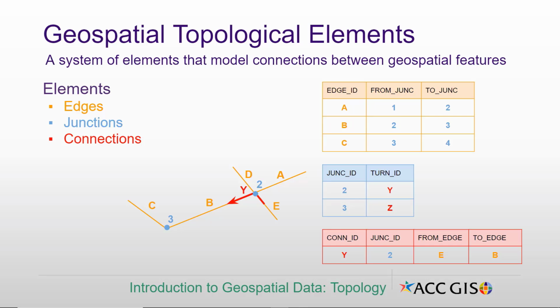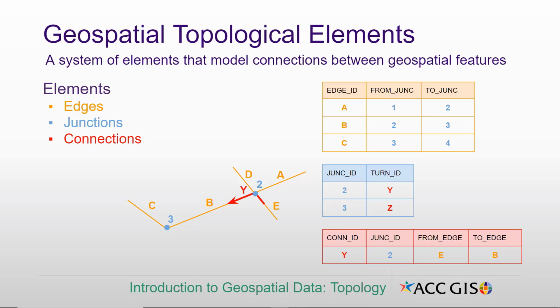So for example, the edges are diagrammed as A, B, C, D, and E and represented in the table with the attributes edge ID, from junction, and to junction. For example, edge B connects junctions 2 and 3. The junctions are represented in the diagram as 2 and 3, and in the attribute table also represent the turn. So the junction allows the movement from one edge to another. The corresponding turns restrict the movements.